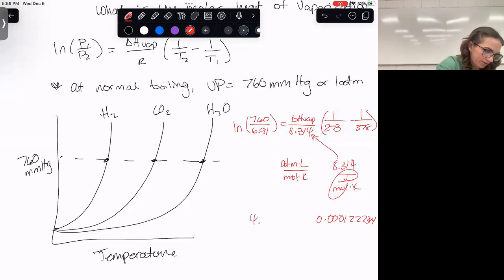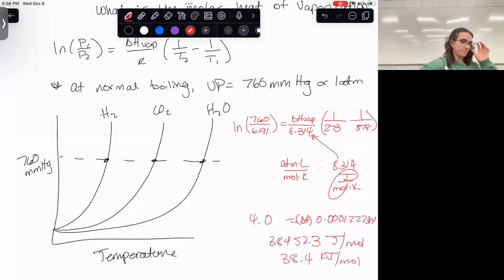This is like 4 point something, I think. And then you have delta H, so you get 384.3, and this is in joules per mole. Then you want to convert it to kilojoules, so this would be 38.4 kilojoules.